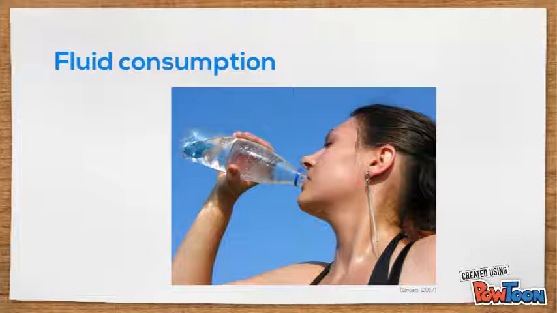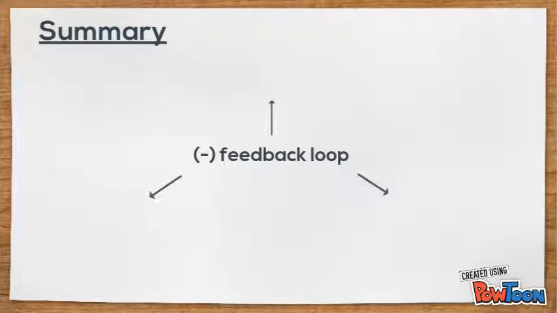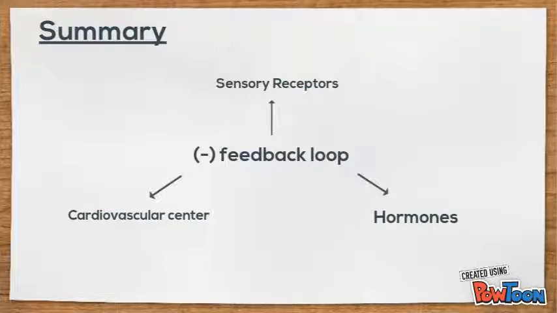The release of renin stops upon normal blood pressure and volume to the kidneys. In summary, many homeostatic mechanisms are in place in the body to maintain a functional blood pressure. They are carried out by negative feedback loops that involve sensory receptors, cardiovascular center control, and hormonal secretions.